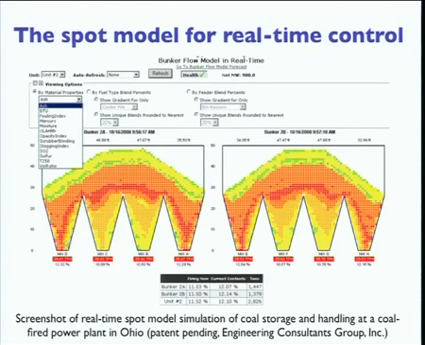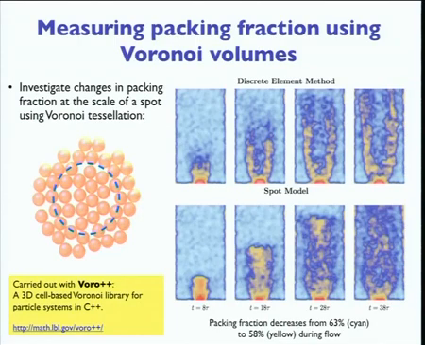They thought about using the discrete element method, but it was too time consuming for this kind of real-time process. So they adapted the spot model to create a ballpark estimate of mixing. Now, there are problems with this model, and one thing that we did was look at what the spot model says about small changes in packing fraction, which are often a key signature of flow.